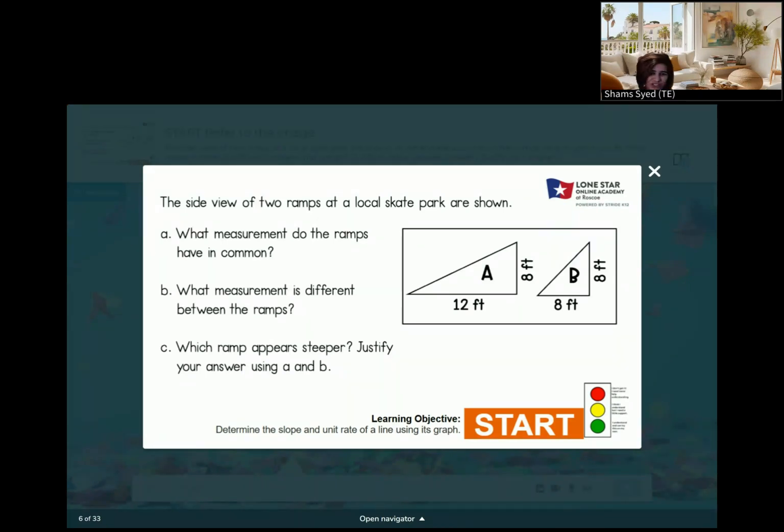Make sure to answer part A, B, and C as they are connected. I cannot say just answer as many as you can. Bryson, you're a little confused. Part A is asking you for what is the same for A and B. What is the same? Common means same number, right?